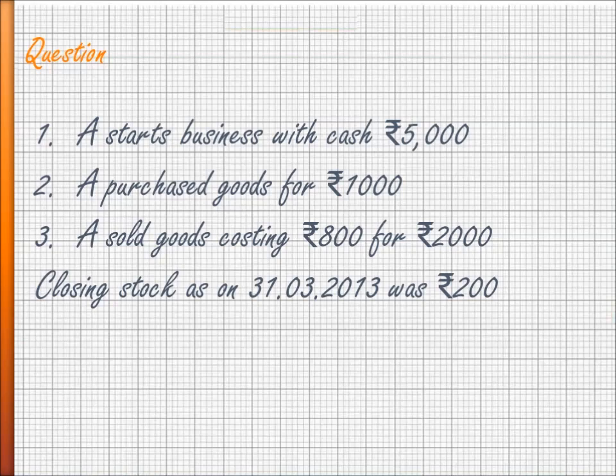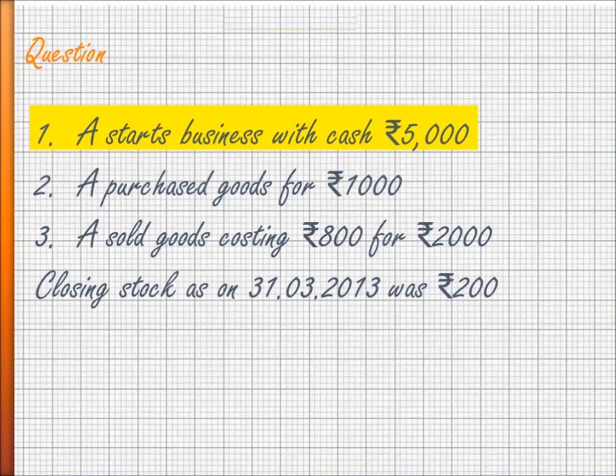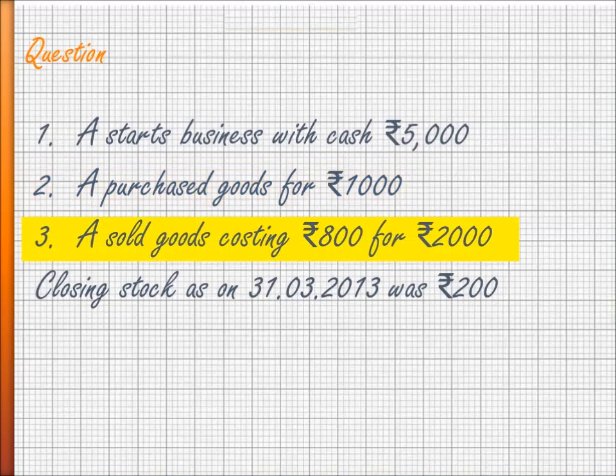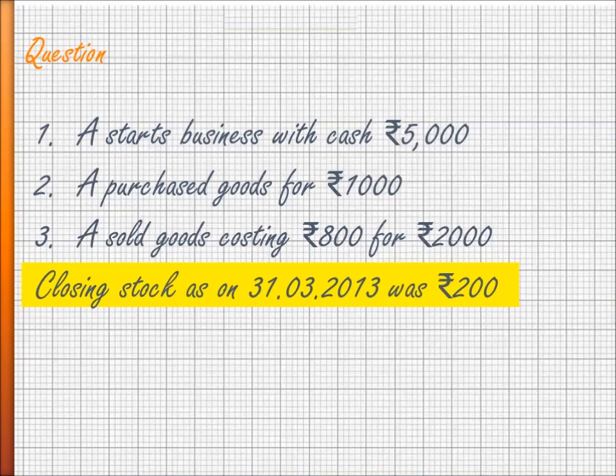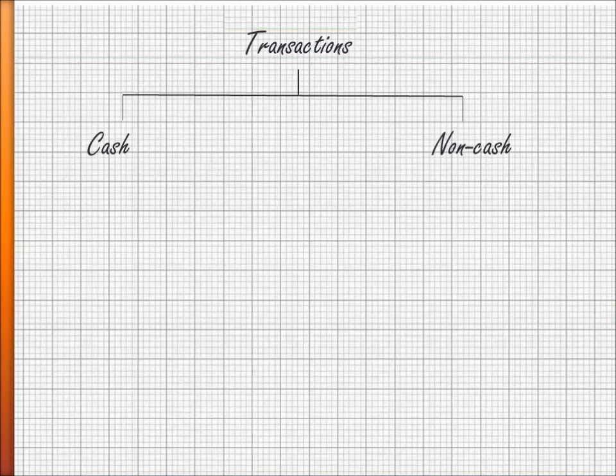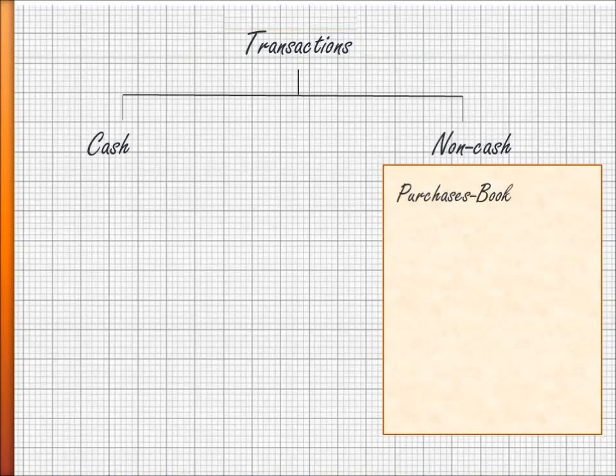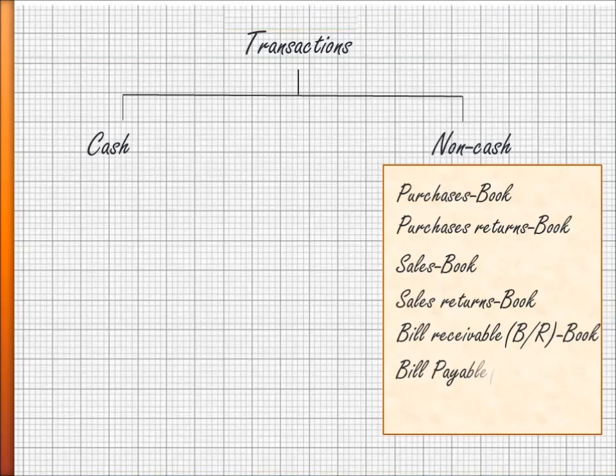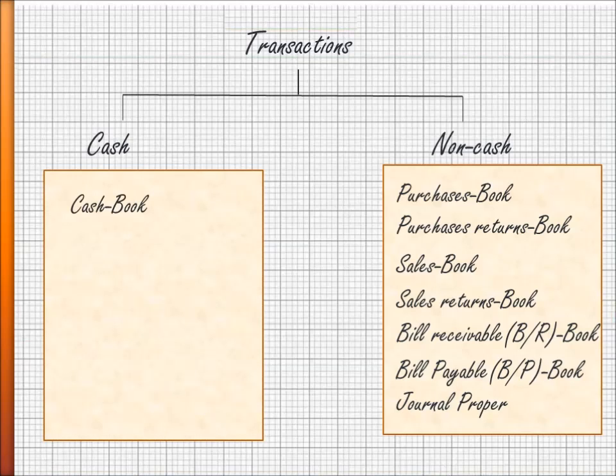Let's take another question. A starts business with cash rupees 5,000, purchased goods rupees 1,000, sold goods costing rupees 800 for rupees 2,000, and the closing stock as on 31st March 2013 was rupees 200. First of all, we have to recognize all the transactions, whether it is cash transaction or non-cash transaction. If it's non-cash transaction, it will be taken to the purchases book, purchase returns book, sales returns book, BR book, BP book, or general proper. If it's a cash transaction, it will be taken to the cash book.